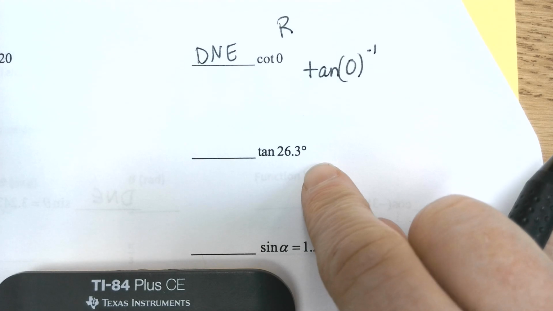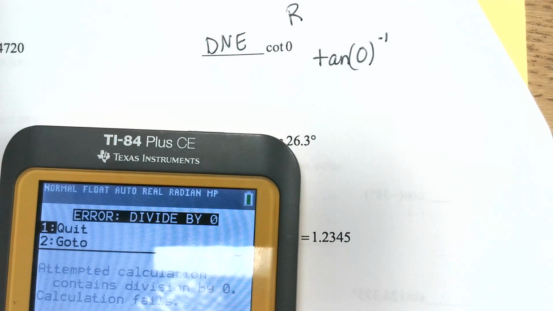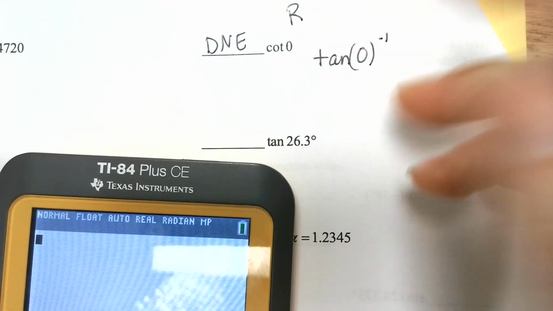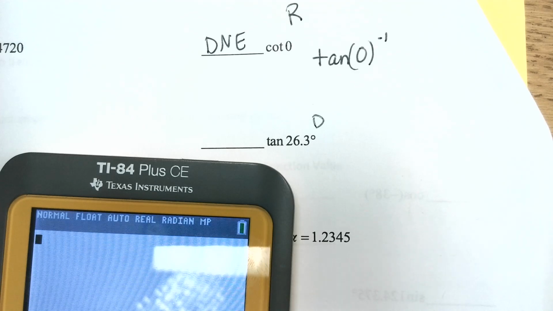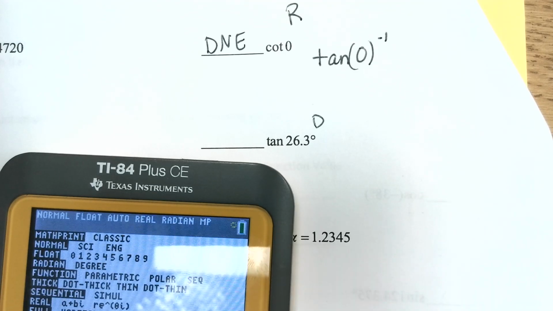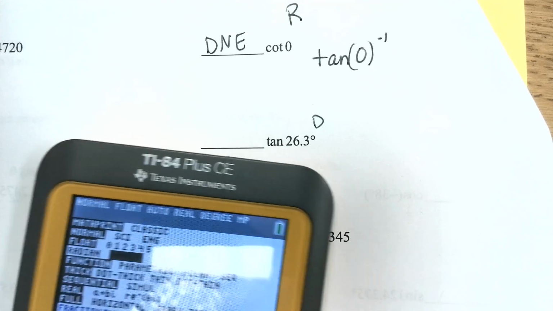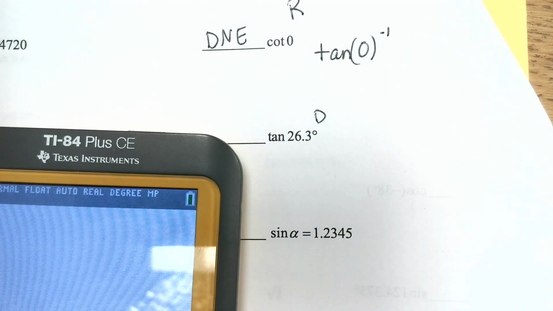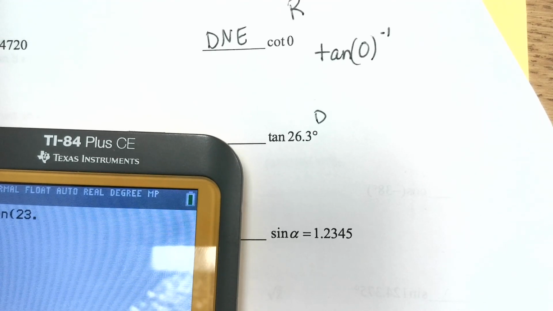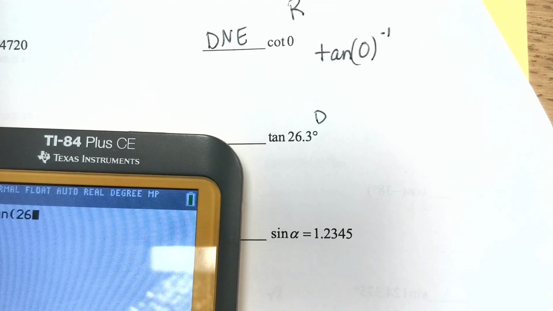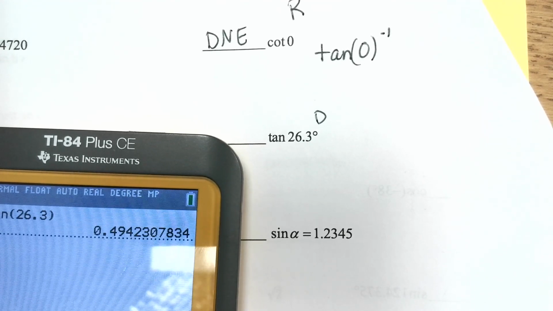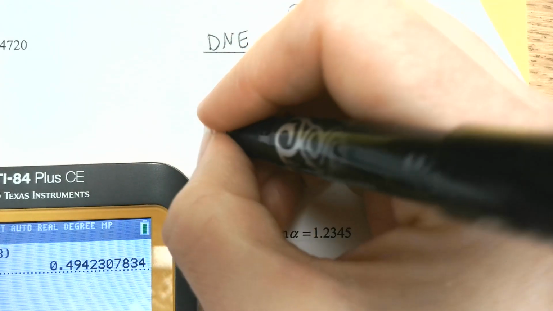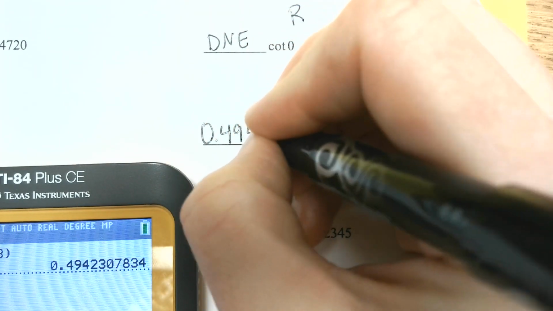Okay, let's go to the next one. It says tan of 26.3. So this is in degrees. So we need to make sure that our mode is degree. So go to mode. Go to degree. And we are going to do tan 26.3. Okay, 0.494.